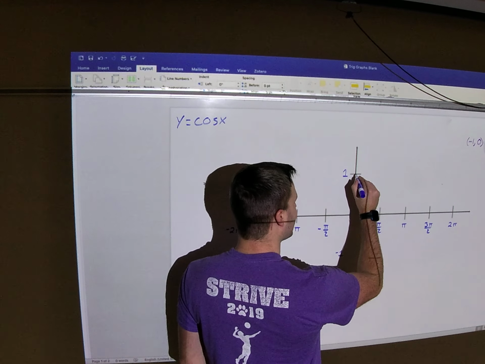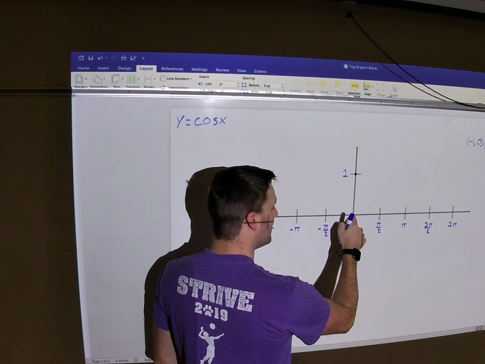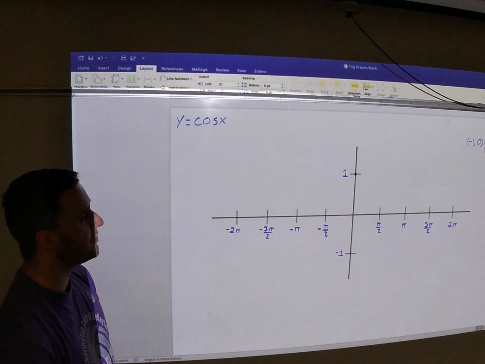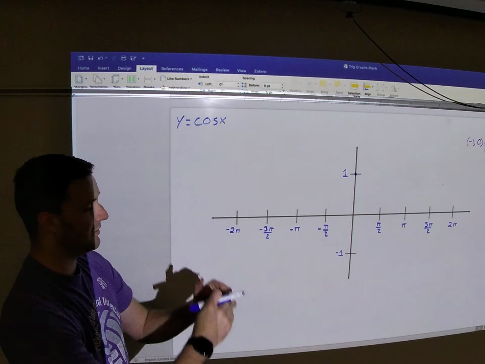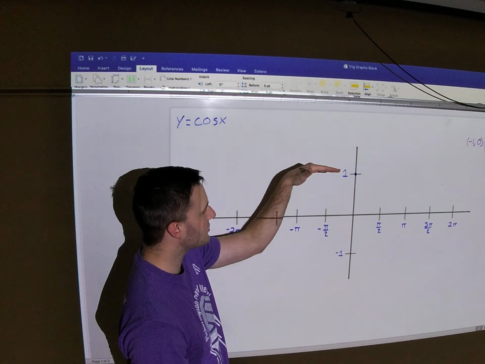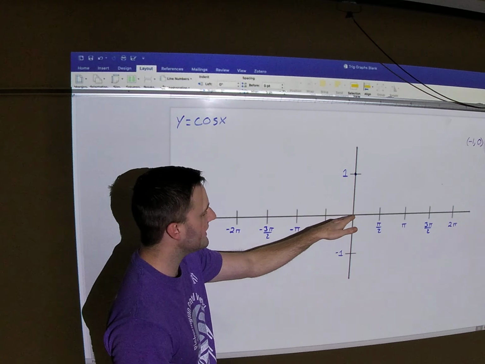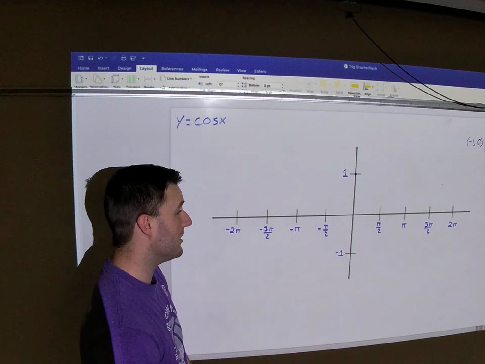So actually where sine started at your midline, or your origin, cosine will start at your maximum. And so if you can remember that, cosine starts at your maximum and sine starts at your midline. That would be very helpful.